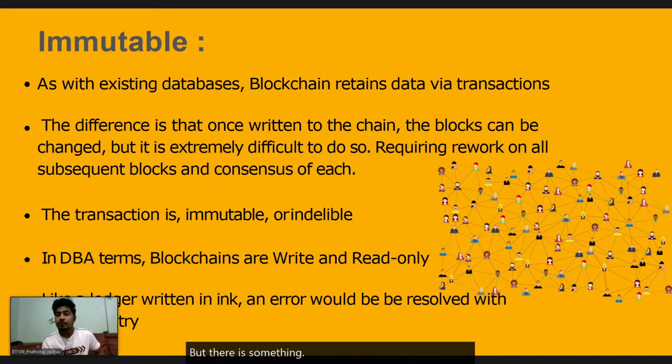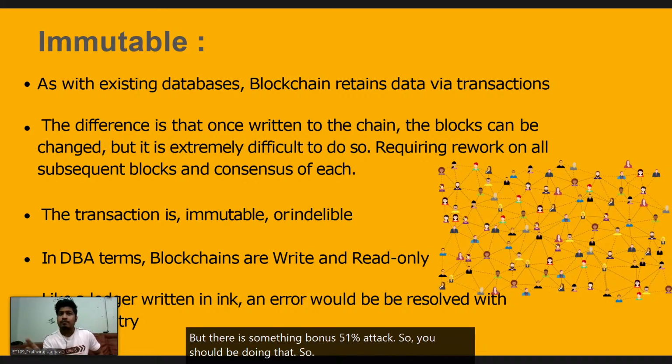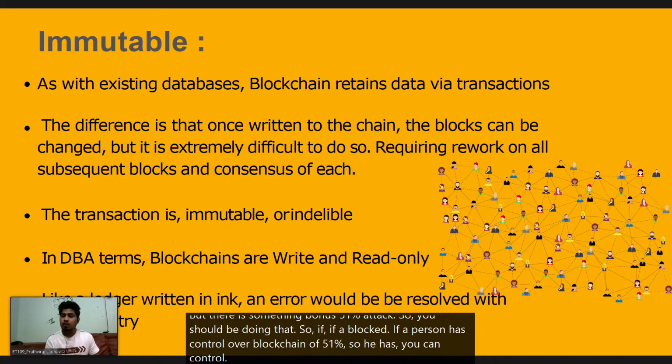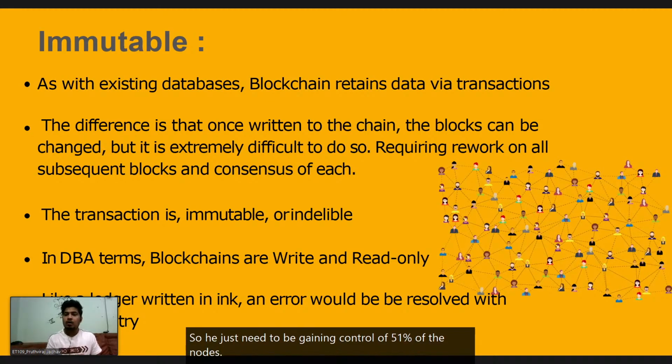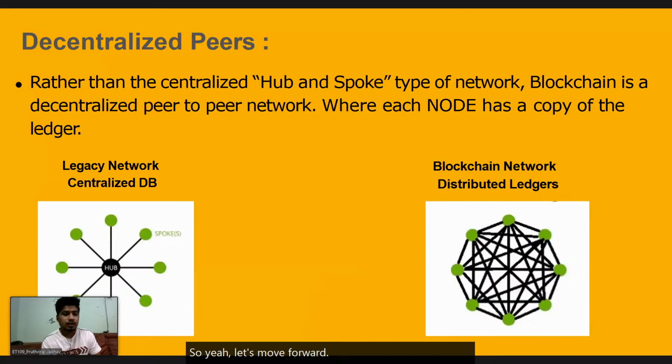But there is something known as a 51% attack. So you should know that. If a person has control over 51% of the blockchain, he can control the whole blockchain. So he just needs to gain control of 51% of the nodes in a blockchain, and he gets the whole system under his control. So yeah, let's move forward.